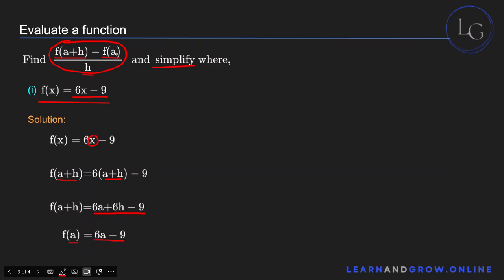Now that you have the two expressions, you can just simplify the whole thing that we had to find originally, right? So since f of a plus h is equal to 6a plus 6h minus 9, this becomes basically 6a plus 6h minus 9. Put that in a bracket. This negative sign here, write that down. And then in the bracket, write down f of a, which is 6a minus 9. Do not forget these brackets again. And divide that entire thing by h, right?